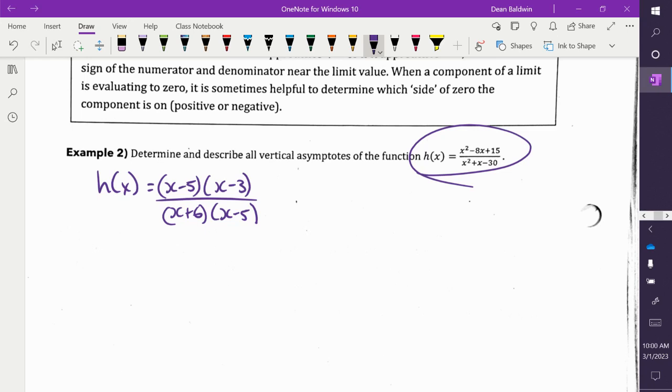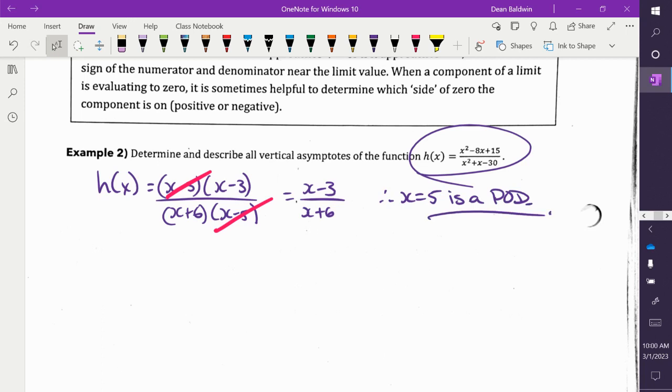Is that the factored form? Okay, what cancels? x minus 5. So what happens at x minus 5? Yeah, so that's a POD. Therefore, x equals 5 is a POD. We don't care about that. We're worried about vertical asymptotes. We have a VA at x equals negative 6. Correct? Okay, they want us to describe what's happening at this vertical asymptote. In other words, which way is the function going? Is it both going up, both going down, or are they splitting in other directions? Okay.